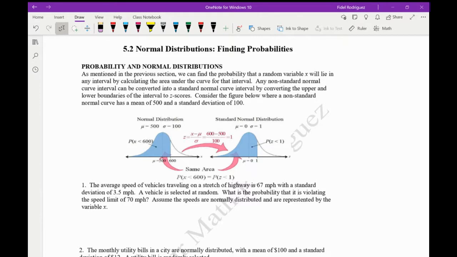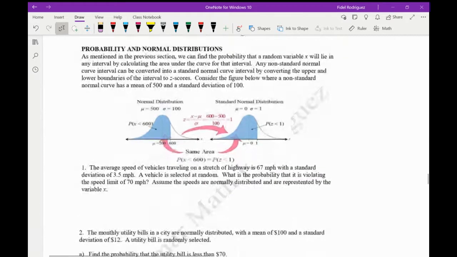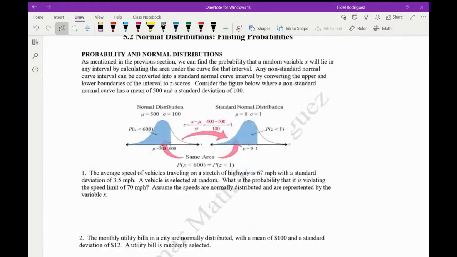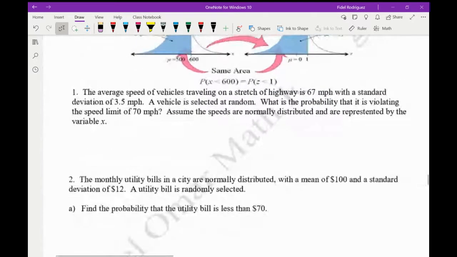The one thing I want to emphasize about these problems is that everything in 5.2 is just like that last problem we did. So what we're doing is converting our problems to z-scores and then using that normal CDF, or we could use the table if you want to use the table.